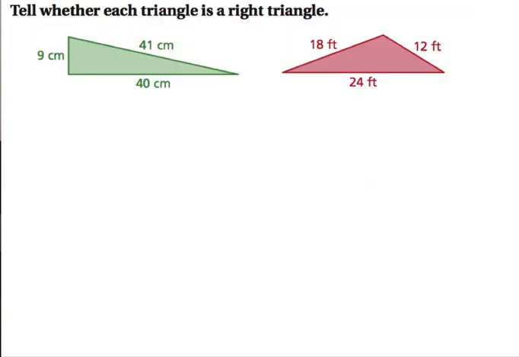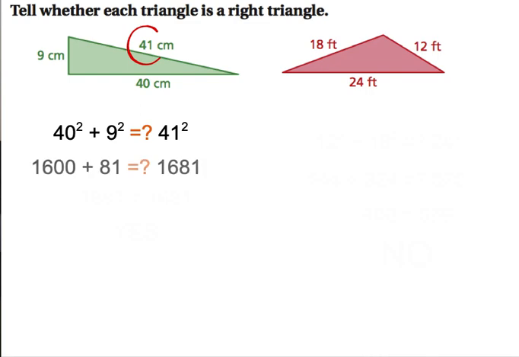Tell whether this triangle is a right triangle. Well, the first thing we would do is write out the Pythagorean formula, a squared plus b squared equals c squared. The c is going to be our long side always. Potentially, 41 has the greatest potential of actually being the hypotenuse, so it's my c. Then we do some further calculation, and we find that on this one we get 1,681 equals 1,681. So yes, this one is a right triangle.